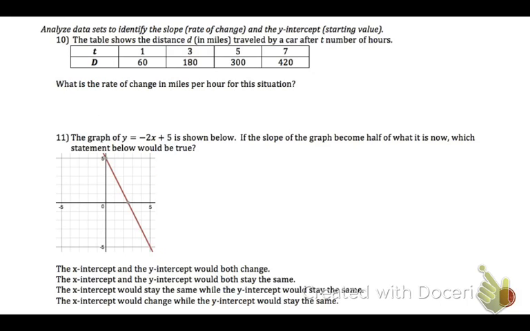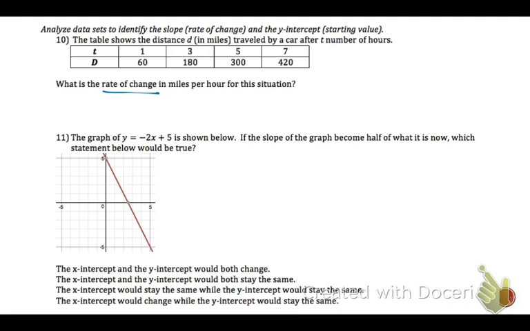You need to be able to analyze data sets to identify the slope, which is the rate of change in a real-life situation, and the y-intercept, which is the starting value or initial amount. So this table shows the distance, d in miles, traveled by a car after so many hours, t number of hours. What is the rate of change in miles per hour for this situation? So when you see rate of change, that is slope in a real-life situation.